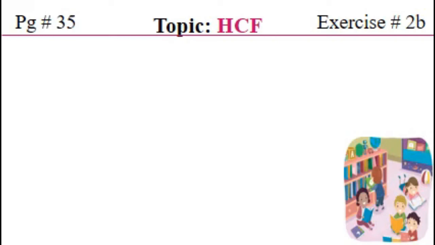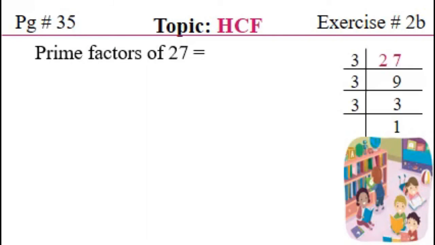Now let's move to step number 2. Step number 2 was to find out which factors are common among the given set of numbers. So firstly, we will write down the prime factors of 27. Have a look at this. 3 multiplied by 3 multiplied by 3.